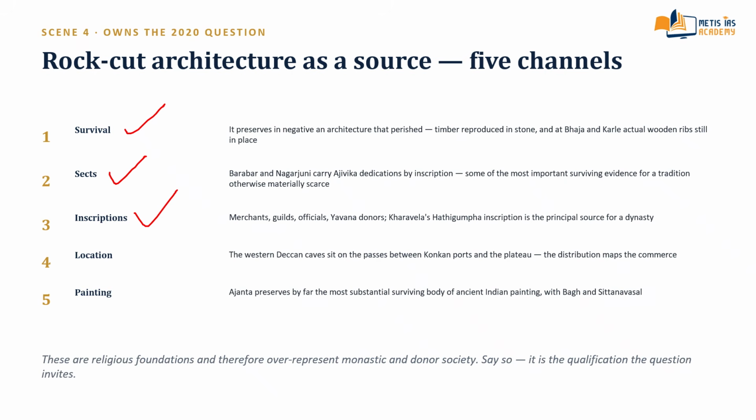So the fourth one is location as evidence. Plot the Western Deccan caves on a map. So Bhaja, Karle, Kondane, Junnar, Nasik, Kanheri, and they sit along the passes connecting the Konkan ports to the Deccan Plateau. They are not in wilderness, they are on the trade roads, and the monasteries served as way stations. The distribution of the caves maps the commerce of the period. So that is a historical inference you can draw from architecture alone.